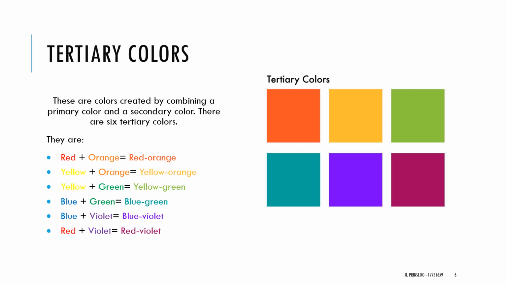When you are looking at the color wheel, you will see that the tertiary colors are in the middle of the 2 colors which they come from. Like red-orange is between red and orange. Yellow-orange is between yellow and orange. Yellow-green is in between yellow and green. Blue-green is in between blue and green. Blue-violet is in between blue and violet. And red-violet is in between red and violet.